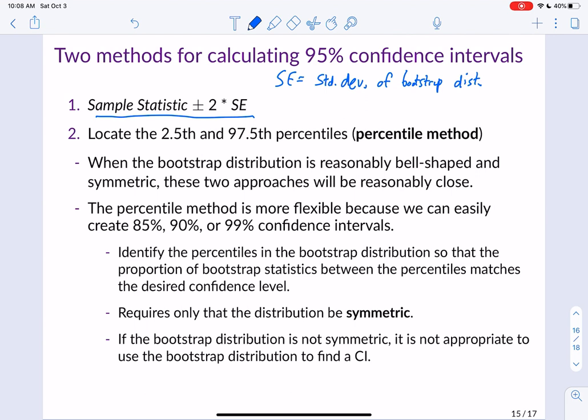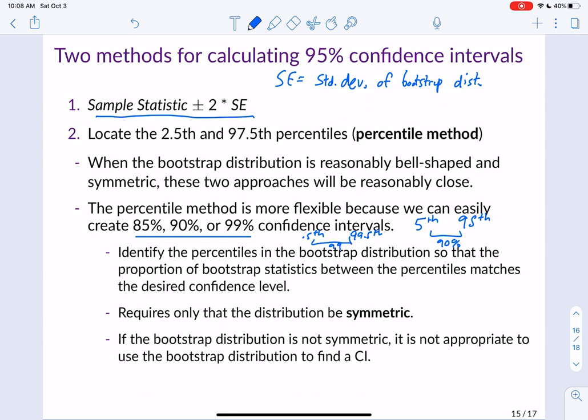However, I would suggest that the percentile method is a more robust method and a better method, as well as a more flexible one, because you could calculate an 85%, a 90%, or a 99% confidence interval if you wanted to. If you wanted to do a 90% confidence interval, all you need to do is find the 5th percentile and the 95th percentile, because in the middle, there's going to be 90%. For the 99% interval, it's the same thing. You're going to calculate the bottom 0.5% and the upper 99.5th percentile. And then in the middle there's going to be 99%.